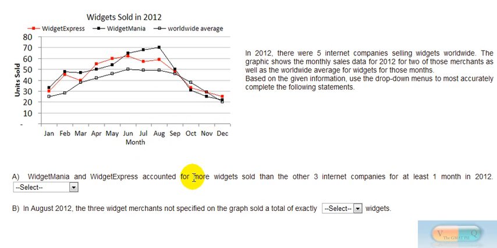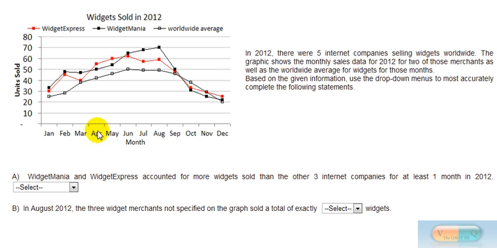And this question is saying, well, these 2 accounted for more than the other 3 internet companies for at least 1 month in 2012. So they're saying at least one of these months there exists one case where these two combined, the red and the black, actually sold more than the other 3 combined. So is that a true statement, false statement, or you cannot determine?